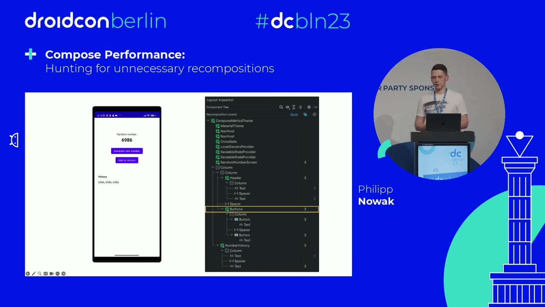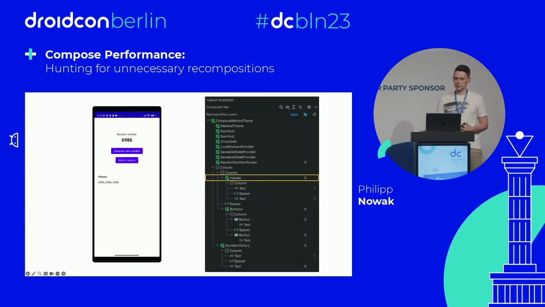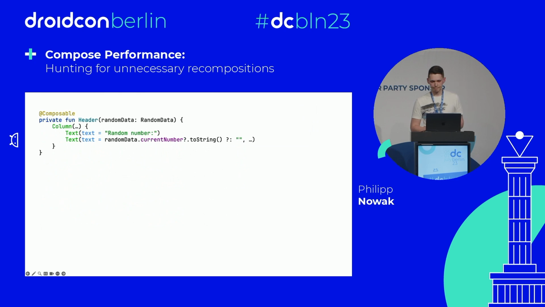The recompositions in our buttons composable are quite okay since we click on one of the buttons, but we will come back to this point later. And the most interesting ones are the recompositions of the header composable. We have no data change which would affect the header when we add a number to the history. So this is definitely something we should have a look into. That being said, let's jump into the code.